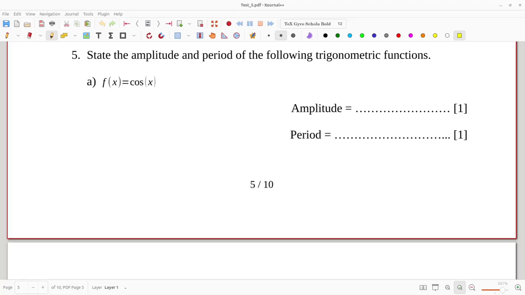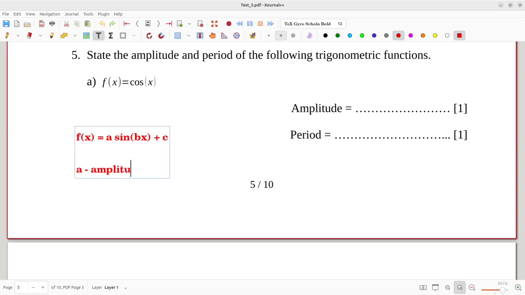Question number 5, whereby you are required to state the amplitude and period of a trigonometric function. Maybe let's start with some kind of a recap. Given a trigonometric function f of x is equals to a sine bx plus c, what do each of these letters A, B, C give you? A is telling you the amplitude of your function.